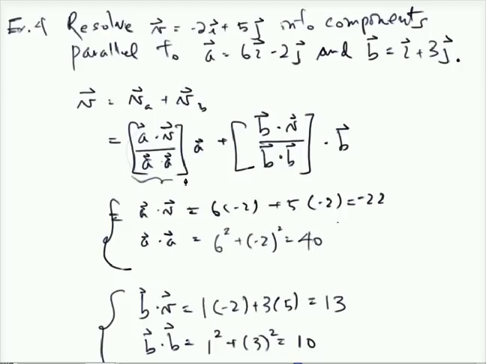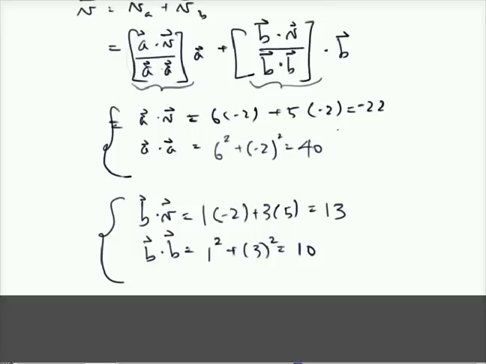This represents a scalar multiplication of vector a, and this represents the scalar multiplication of vector b. So we're going to either increase or decrease the length of it, or we may even have a negative value, which means that we're going in the opposite direction. The numerator of the first scalar is a dot v, which gives you, after the dot product, negative 22, and a dot a will give you 40. And we could go on to b dot v, which gives you 13, and b dot b will give you a total of 10.